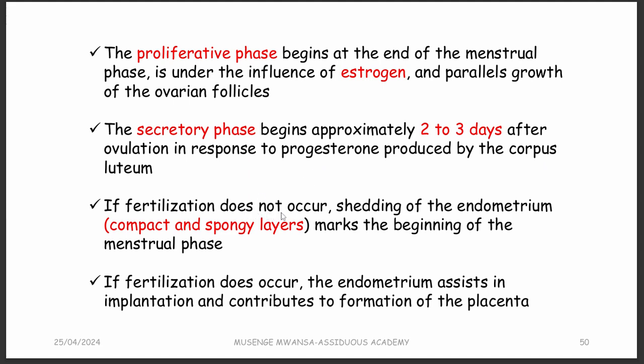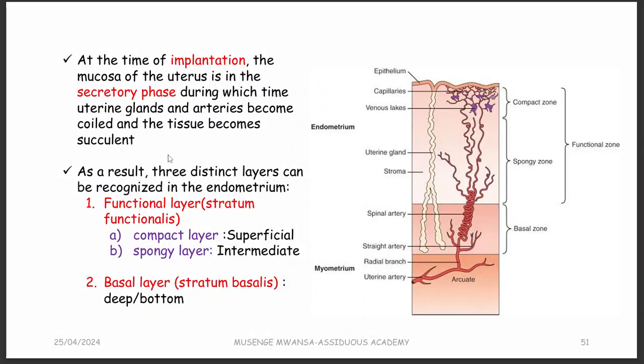If fertilization does not occur, the endometrium is going to be shed. So the endometrium has got 3 layers: the compact layer, the spongy layer, and the basal layer. The compact and the spongy layer, these two form what we call the functional layer. These are the ones which are shed off. The basal layer is not shed off during menstruation. That will happen in the next cycle.